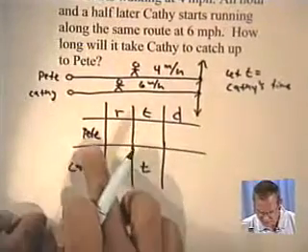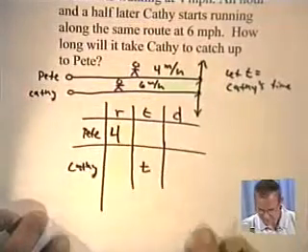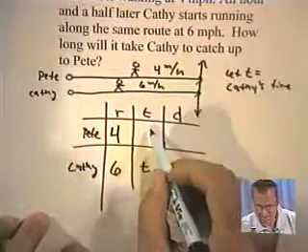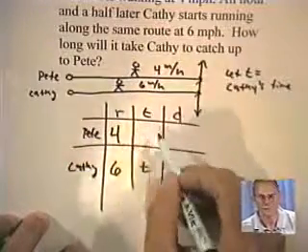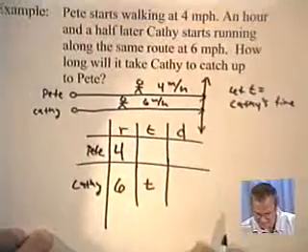Now I'll try to fill in the rest. Let's try to fill in Pete's rate. Well, that's going to be easy. That's 4. Kathy's rate is 6. Now notice, this is the most difficult component to figure out here. Let's see if we can figure out what Pete's time is.